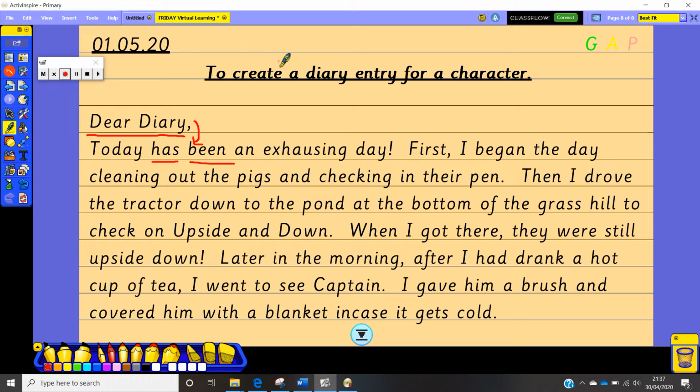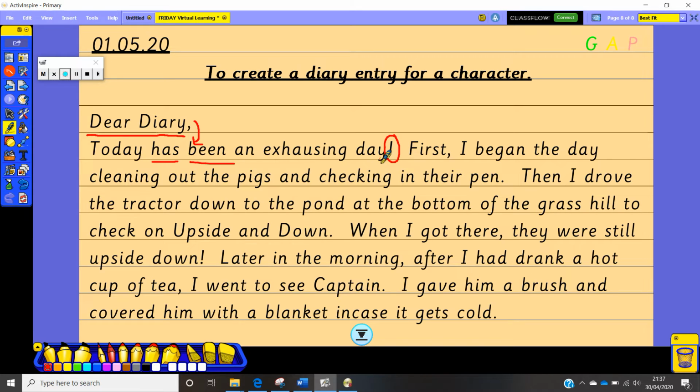Okay, the next thing that I spot as I go along in my writing is I've used an exclamation sentence. Okay, today has been an exhausting day, and then I've used an exclamation mark. So challenge yourself and see if you can use an exclamation sentence and pop an exclamation mark at the end of that sentence. Now, who spotted the next writing feature?